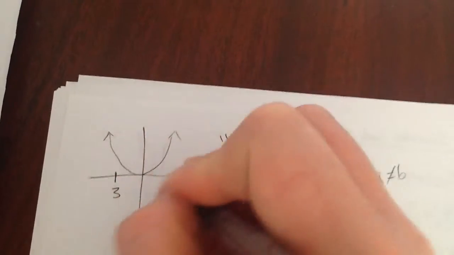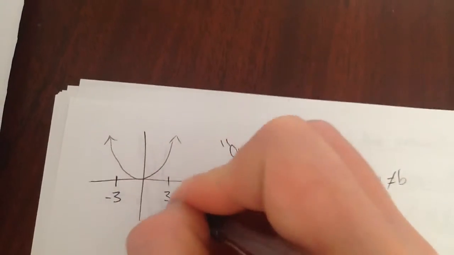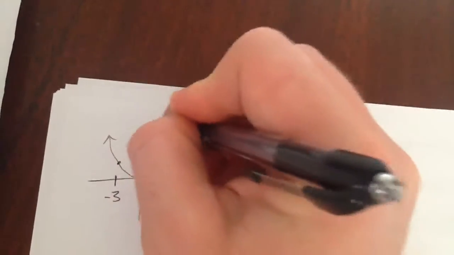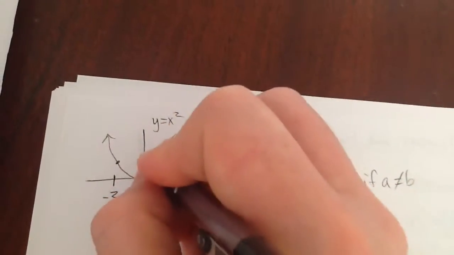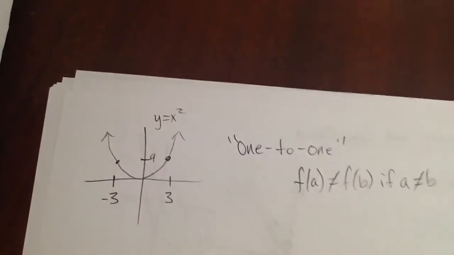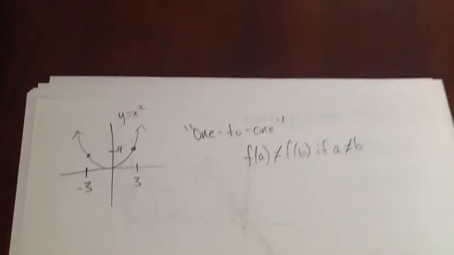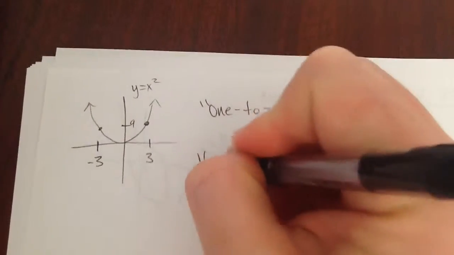Or in a parabola, like say 3 and negative 3, two different x values, and if this is just y equals x squared, my y value for both of those is 9. Meaning it's not 1-to-1, therefore it has no inverse. Easy way to remember that? Don't remember that. Horizontal line test.